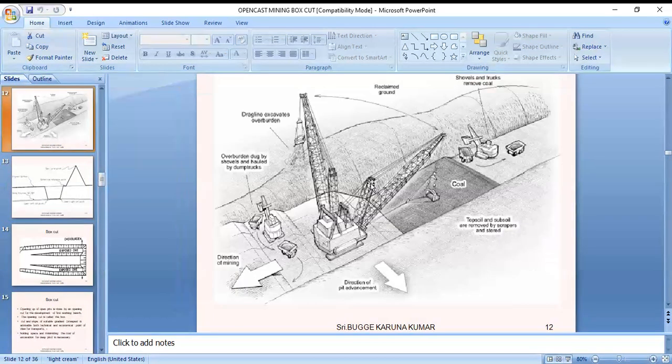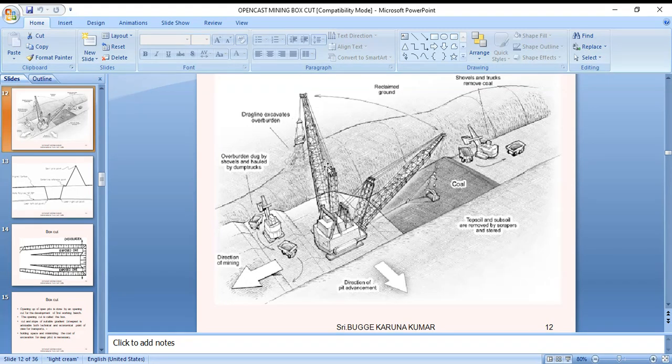So here we very beautifully narrated the image of a backfilling operation of waste dumping in a very proper organized way. Here three crew is completed. Advancement direction of the mine is also direction of the pit advancement.